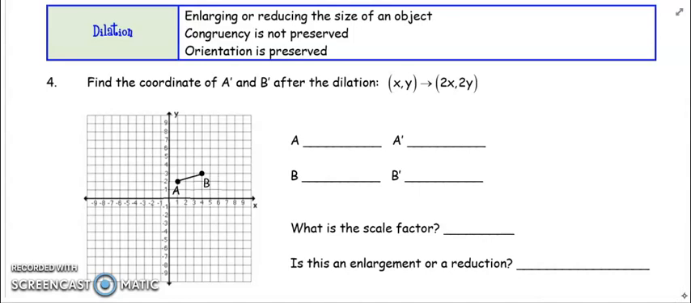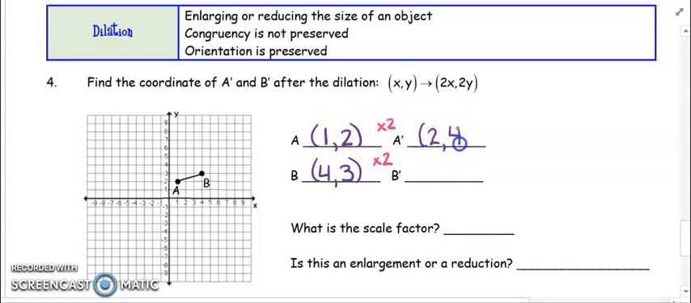After I dilate it, (x, y) goes to (2x, 2y). I'm going to start by writing down A's original coordinate, which is (1, 2), and B's original coordinate, which is (4, 3). Since I am dilating it (2x, 2y), all that means is I am taking both of those coordinates and multiplying them by 2. So 1 times 2 gives me 2. 2 times 2 gives me 4. And that's my A prime, (2, 4).